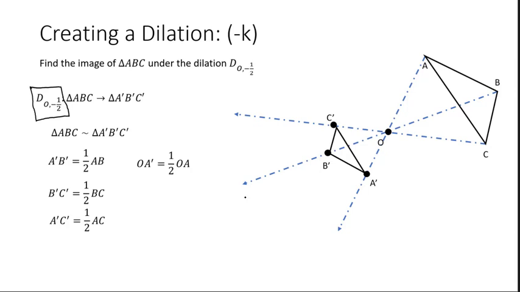And as we've mentioned when we created this, that O to A prime is half the length of O to A, O to B prime is half the length of O to B, and O to C prime is half the length of O to C.